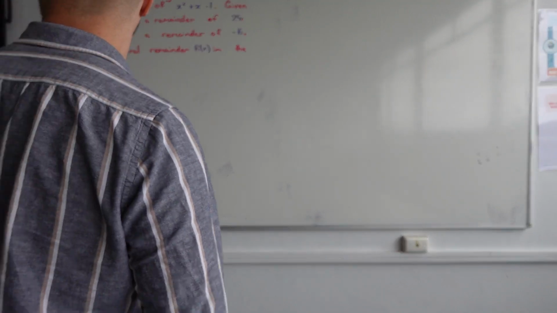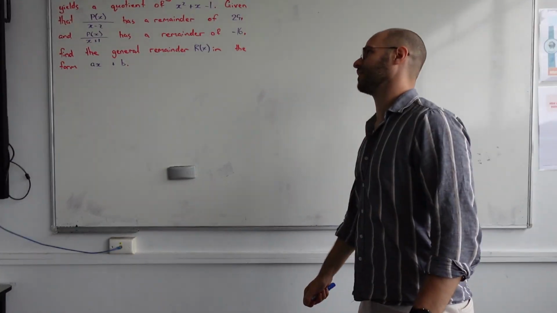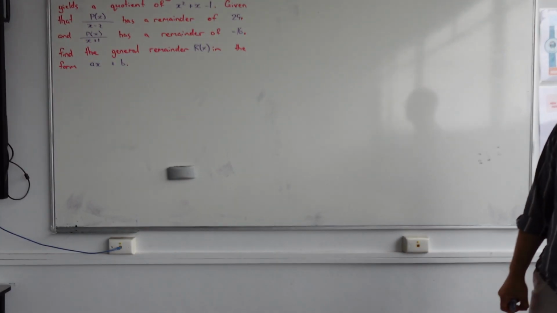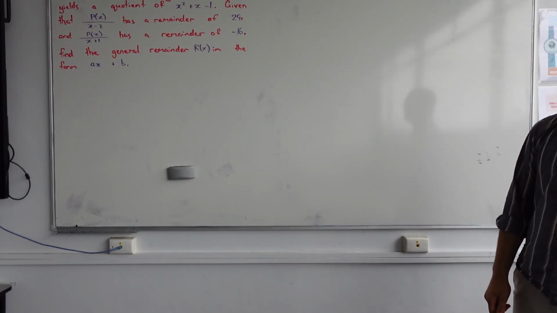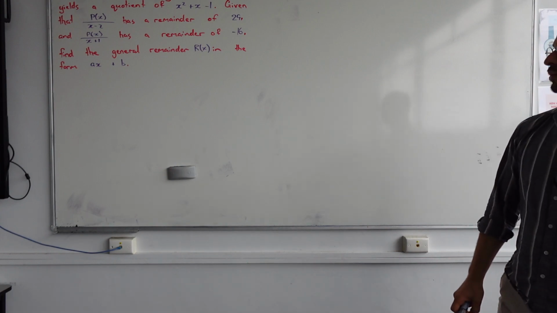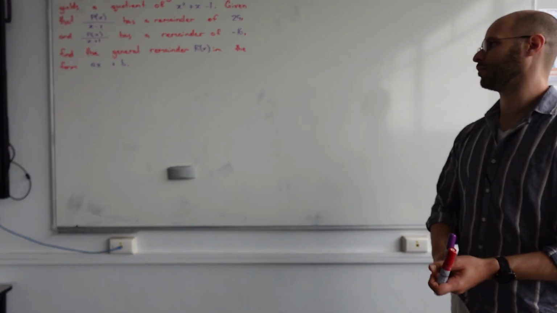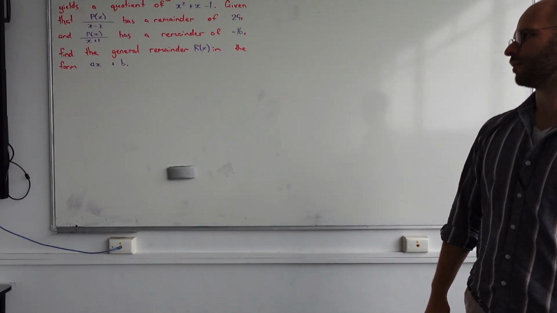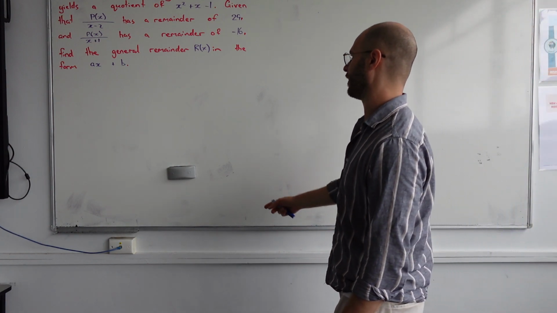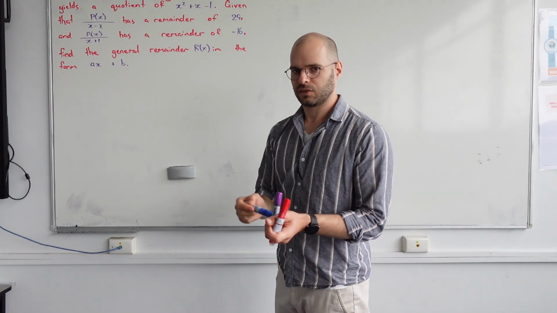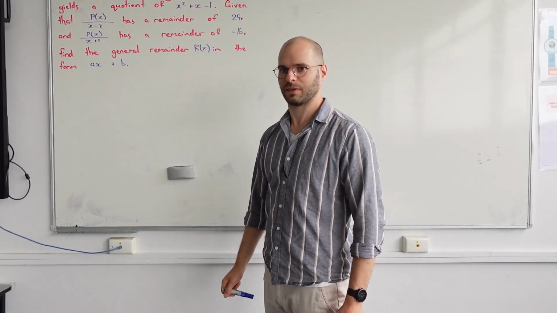We're dealing with the question: p of x is divided by x squared minus 3x plus 7. It yields a quotient of x squared plus x minus 1. Given that p of x divided by x minus 2 has a remainder of 29, and p of x divided by x plus 1 has a remainder of negative 16, find the general remainder r of x in the form ax plus b. So, what sort of question do you reckon we're dealing with here?